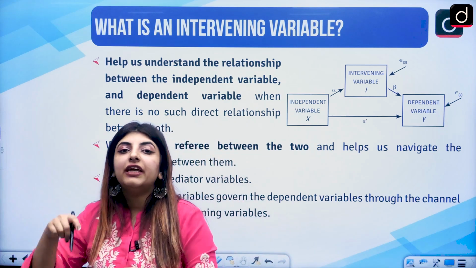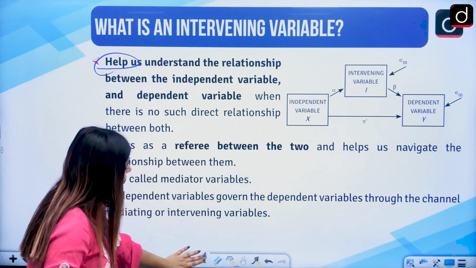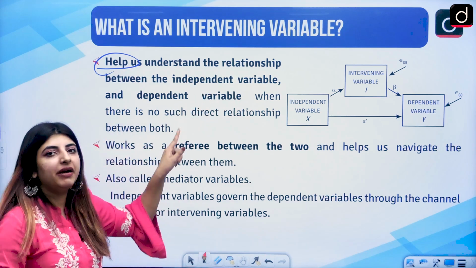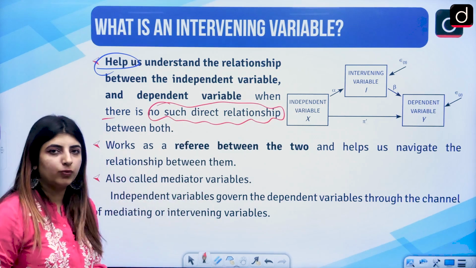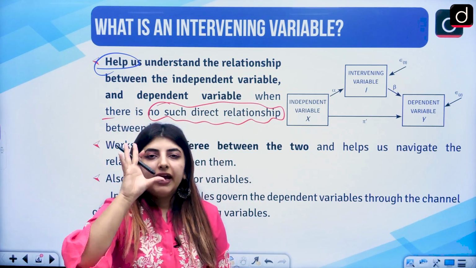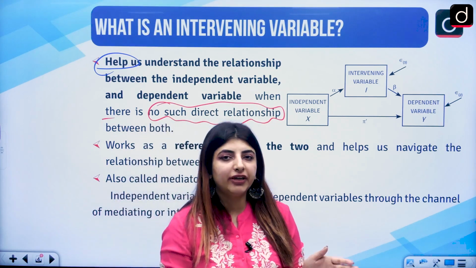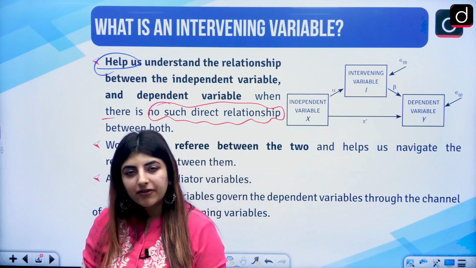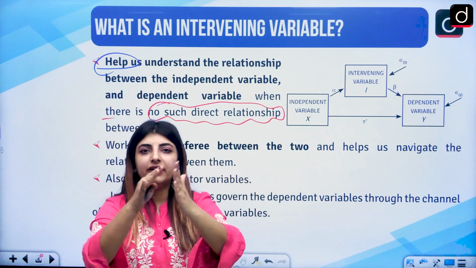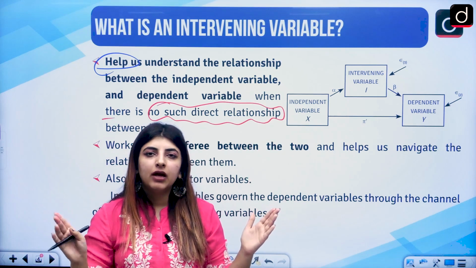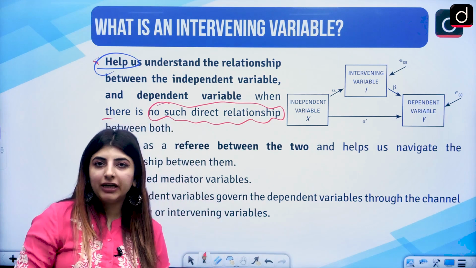Same is the case with an intervening variable, which helps us to understand the relationship between the independent and dependent variable when there is no such direct relationship between the two. Basically this variable is invisible to the eye, but through the course of your research you will be able to identify it, right? You will see that even if the independent and dependent variables, the cause and effect, are not directly related to one another, there is something which is intervening and having an effect on the dependent variable, correct?